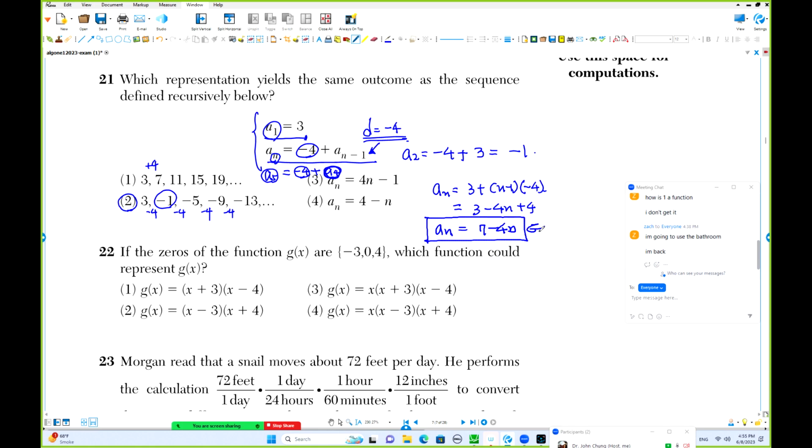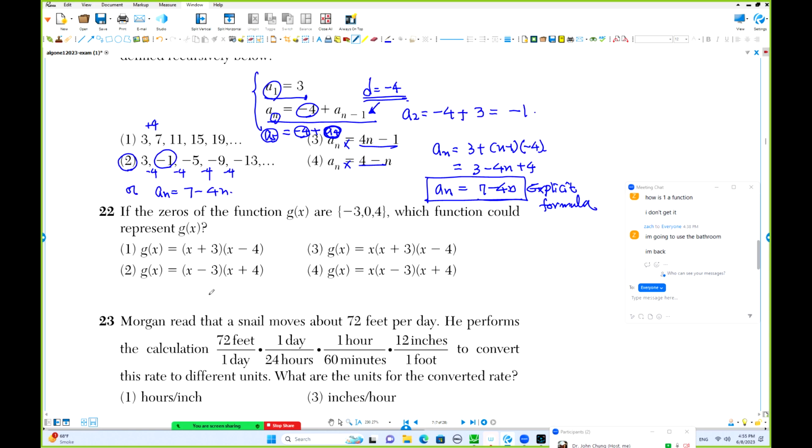This is called the explicit formula, but there's no form like this among the choices. So this one, a_n equals 7 minus 4n, will be the answer.